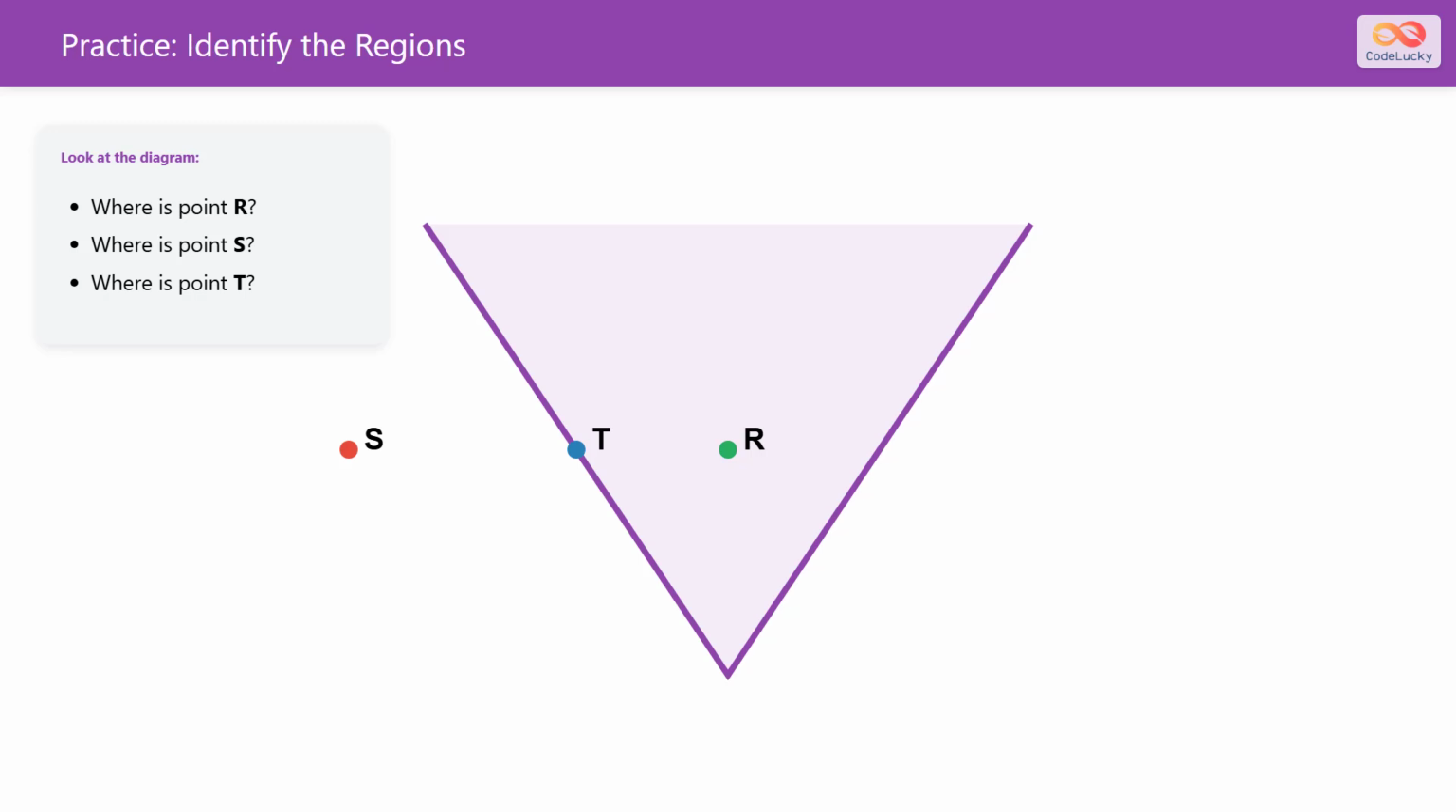Let's practice what we have learned. Look at this diagram with 3 points, R, S, and T. Point R is in the green area, so it is in the interior. Point S is in the white area, so it is in the exterior. And point T lies exactly on the line, so it is on the angle.